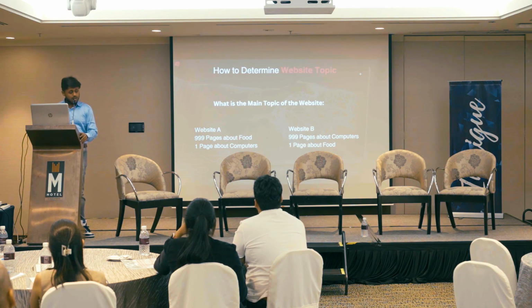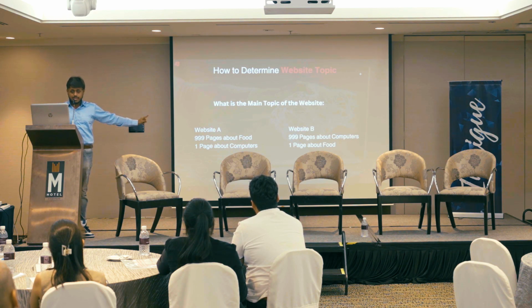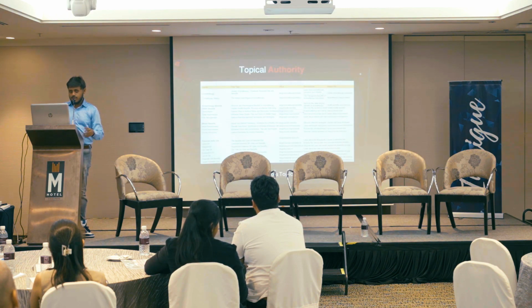From my perspective, I always look at user behavior. So, for me, the main topic of website B would be food, even though it has 999 pages about computers, because that one page gets 90% of the traffic. It is important in SEO to look at everything and make decisions from a user behavior standpoint, and not just by what your website represents. So it is most important to prioritize user behavior.